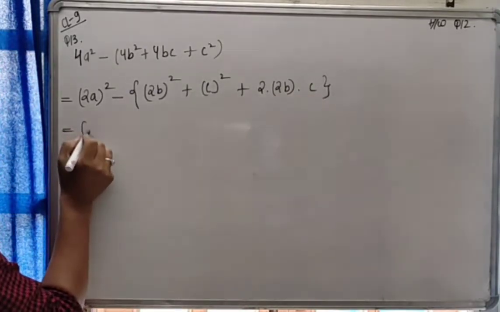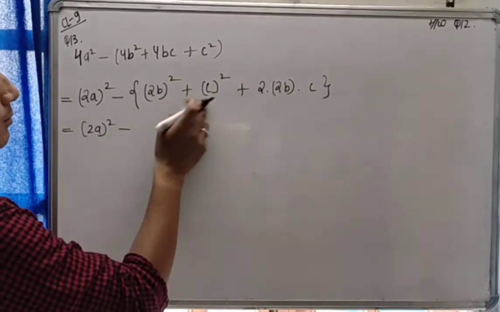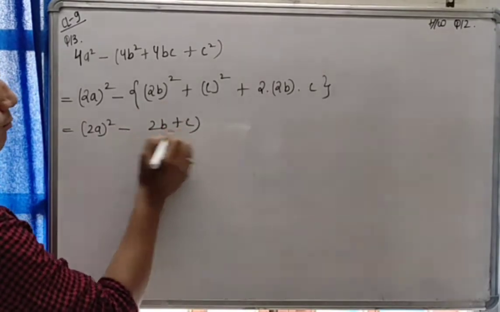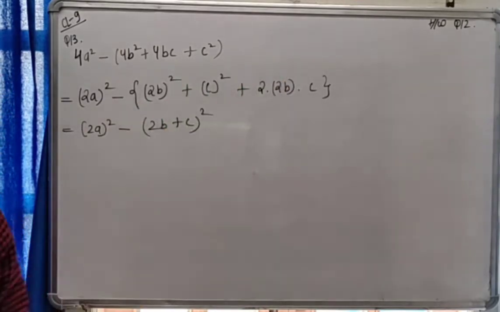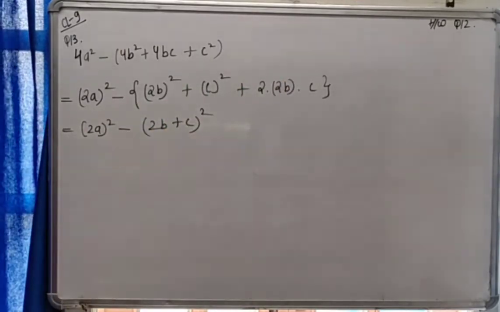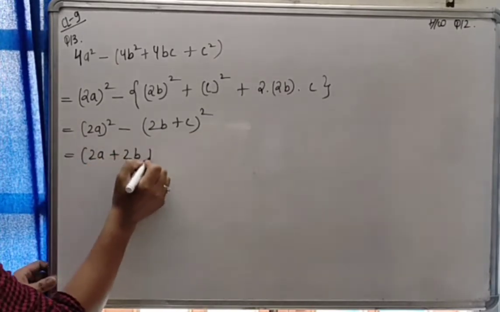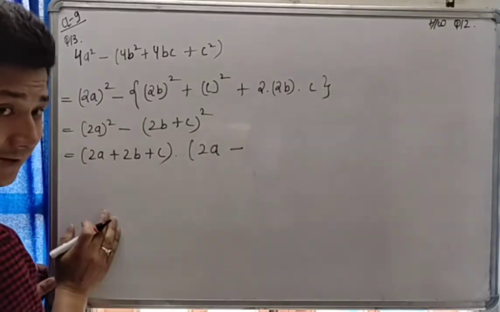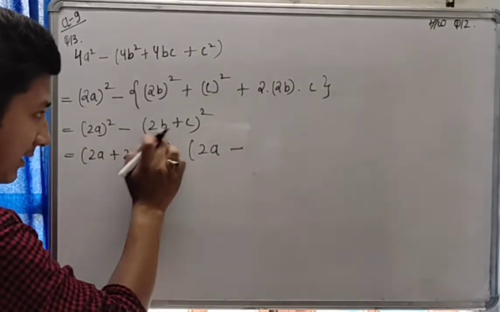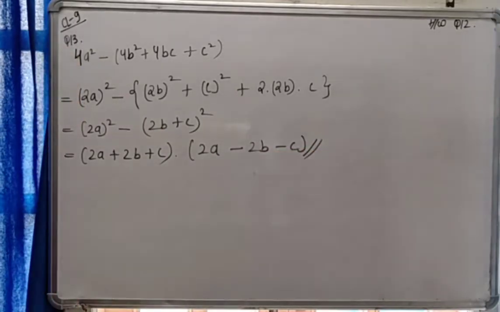So therefore this is 2a whole square minus, which formula, boys? a plus b, that is a plus b whole square. If you don't agree with me, expand and then check. So which formula? a square minus b square. So therefore a plus b into a minus b. So minus b means this will be minus, this will be minus, 2b minus c. So this is the final factorized form. So please note it down, boys.